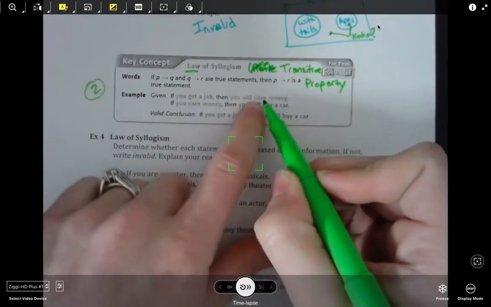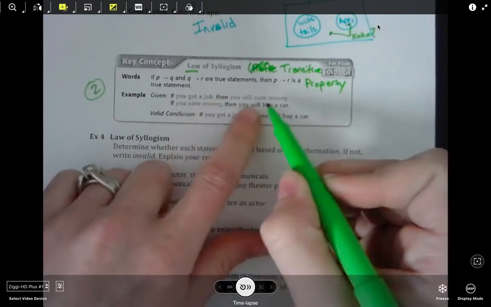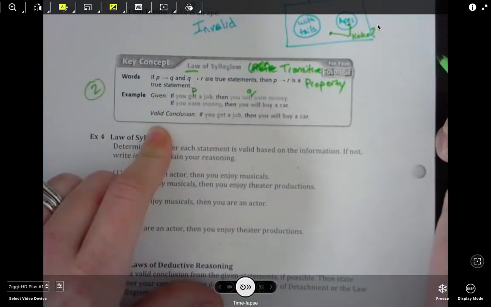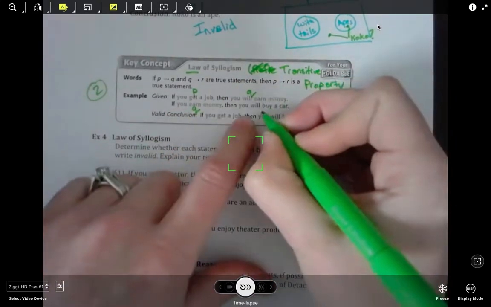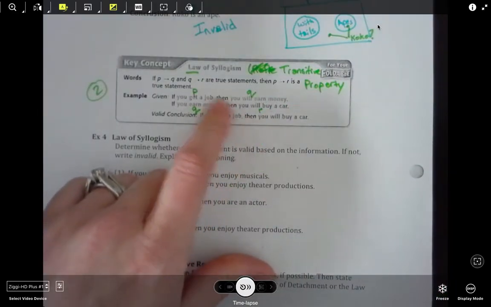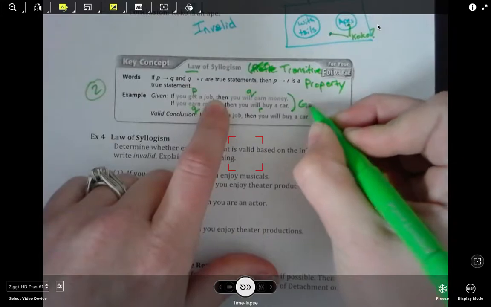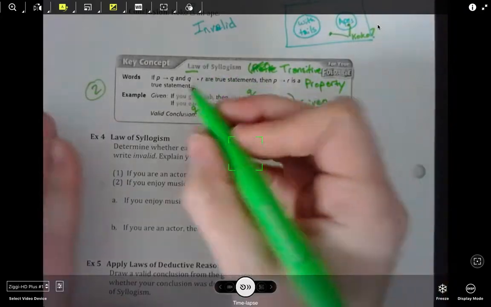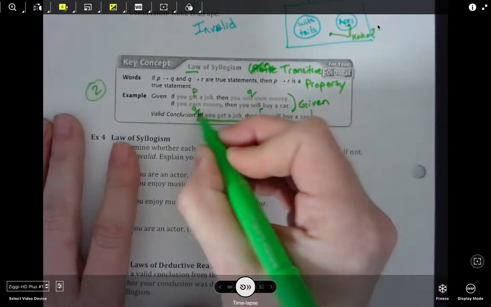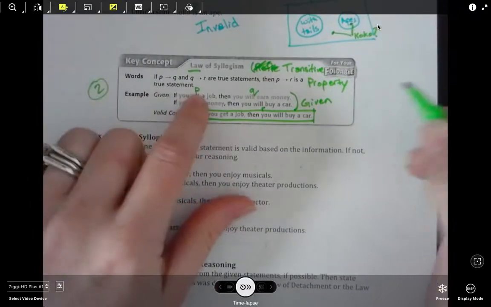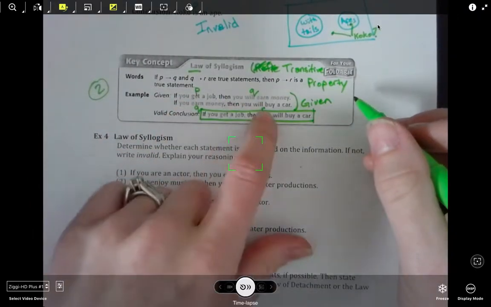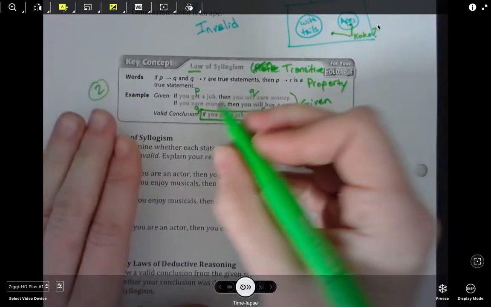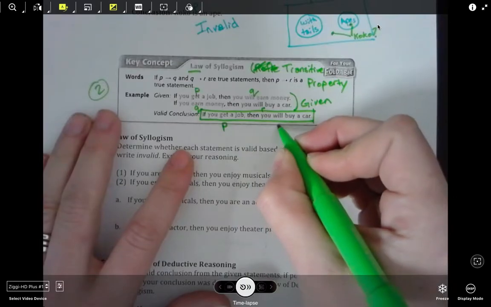If you get a job, then you will earn money. If you earn money, then you will buy a car. So basically I have statement P, then statement Q, and then this one repeats statement Q again, and statement R. Okay? All of this will be given to you. They give you P, Q, Q, R. What you have to come up with is the link between the two. If you get a job, then you will earn money. If you earn money, then you will buy a car. So that means that if you get a job, then you will buy a car. Basically, that's concluding P and then R.